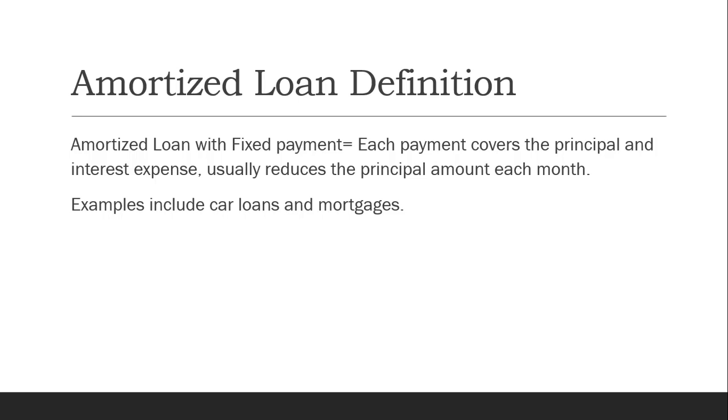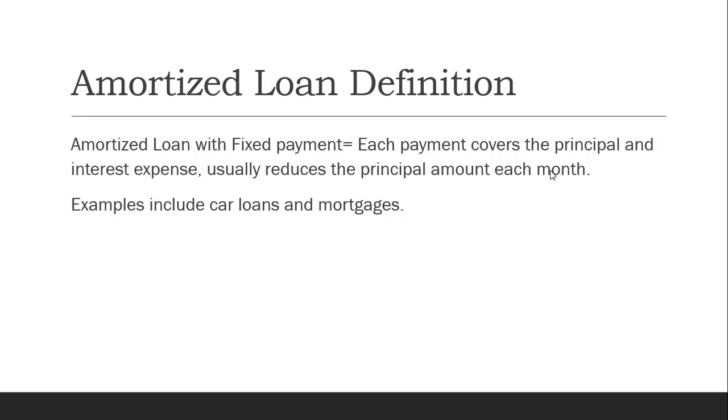We're going to look at car loans as an example, and I'm going to look at a mortgage. So let's look at a car loan and the mortgage. These are amortized loans with fixed payments. So an amortized loan with a fixed payment, what is that? Each payment covers the principal amount and the interest expense, which usually reduces the principal amount each month.